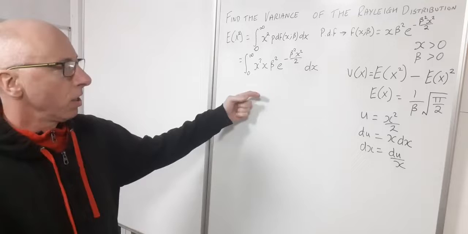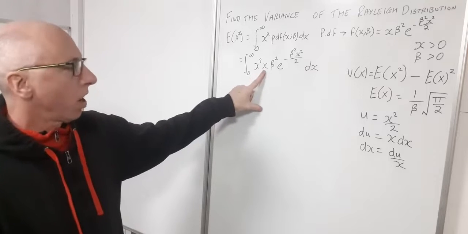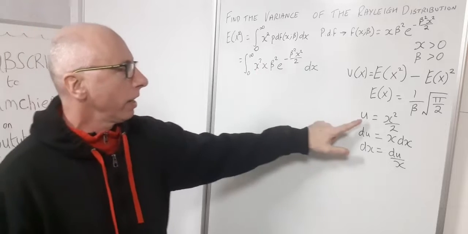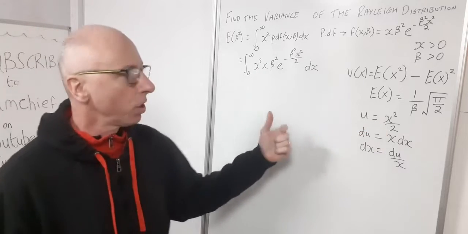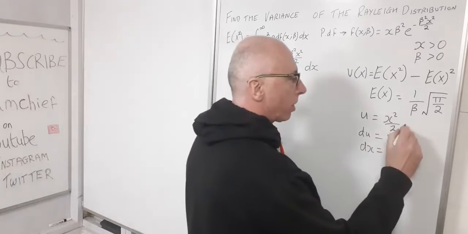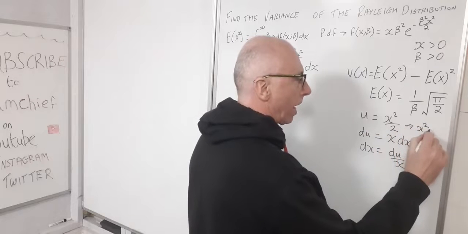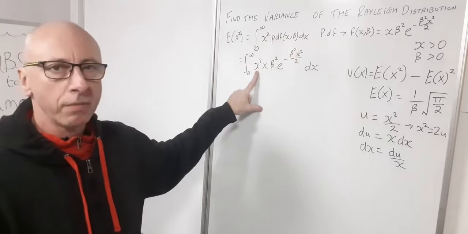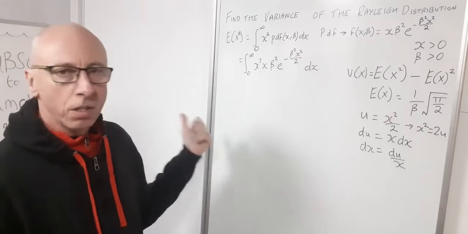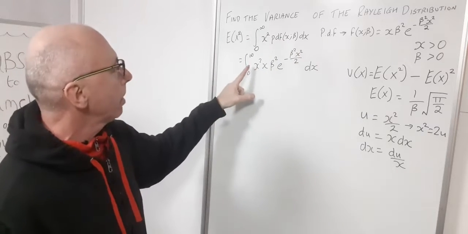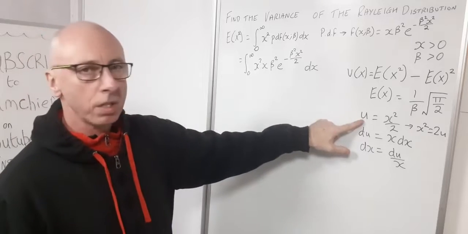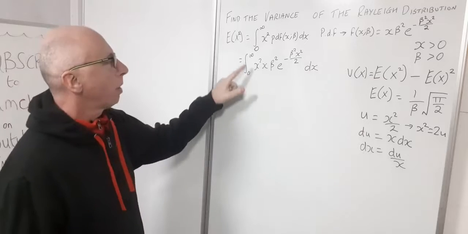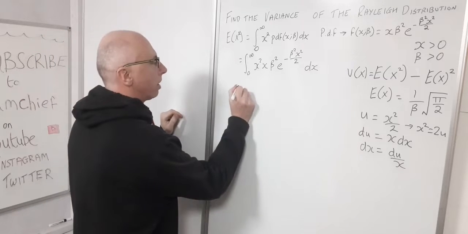Now that's already looking good because I've got an x there which is going to cancel with my du, and my x squared is u equals x squared over 2. So to get x squared on its own, I get x squared equals 2u. So I can substitute that in for my x squared. So let's go with that. And also my parameters: at 0, u is still 0, and at infinity, I've still got infinity. So my parameters aren't going to change either.